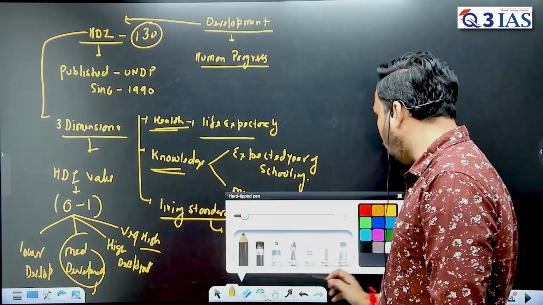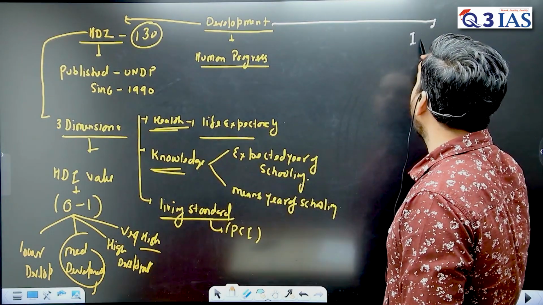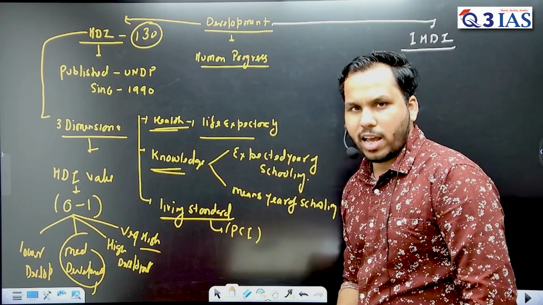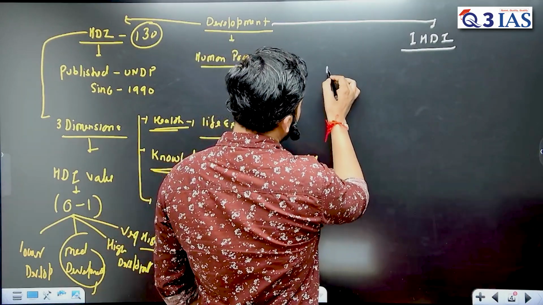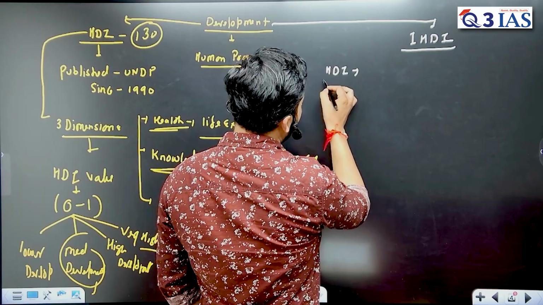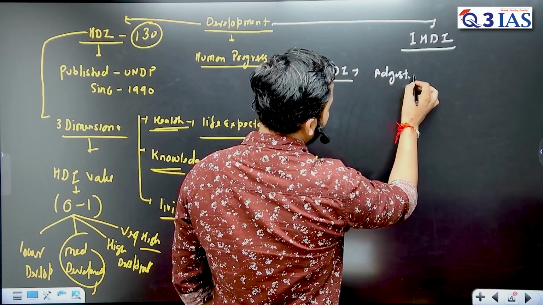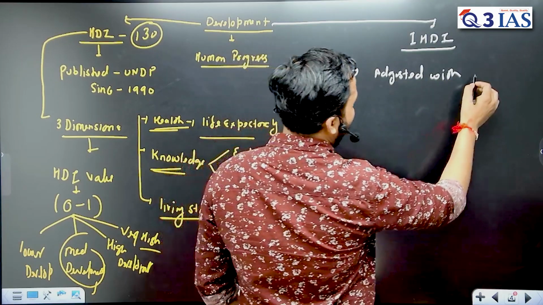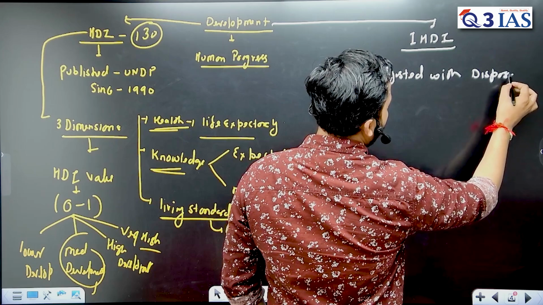Now we will write about IHDI. What is IHDI? IHDI is basically the Human Development Index adjusted with disparities.